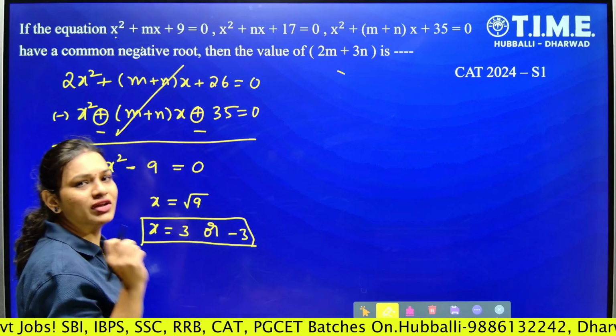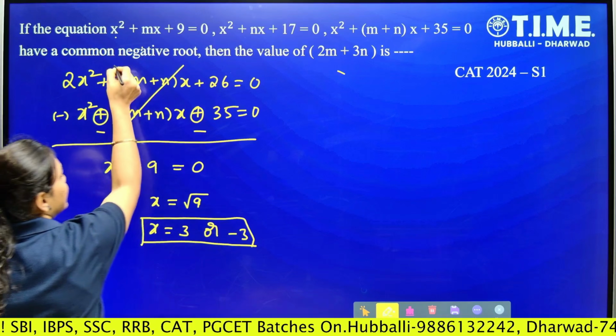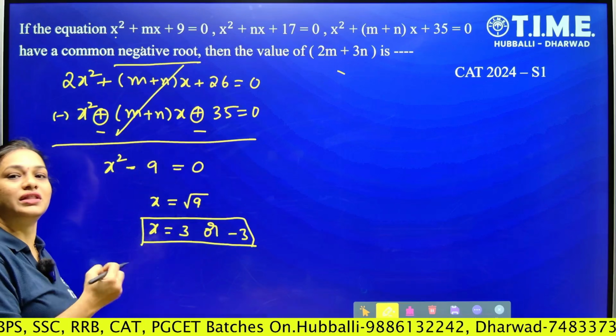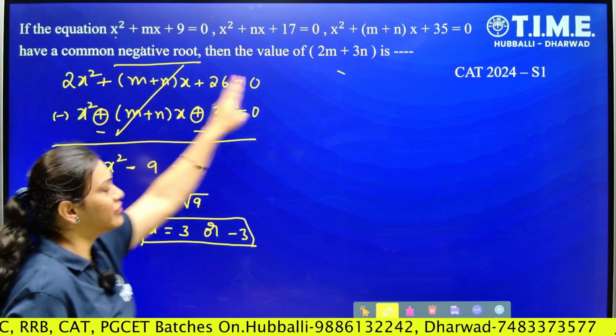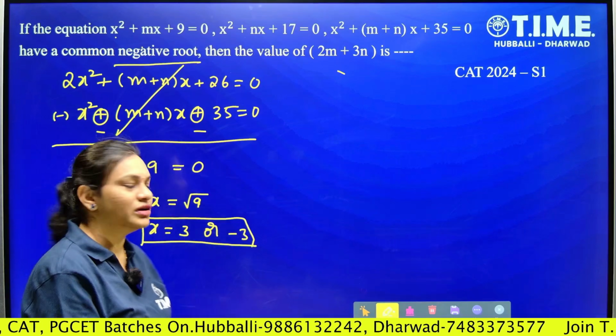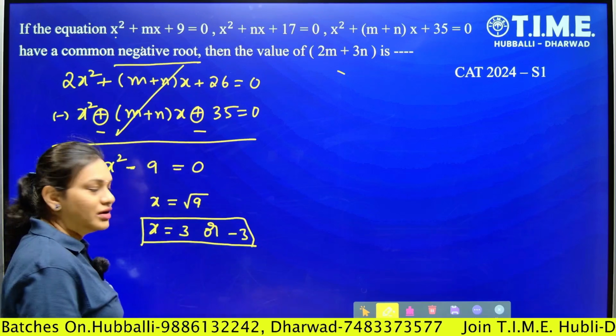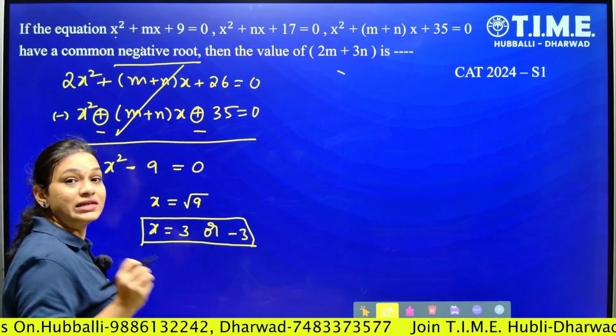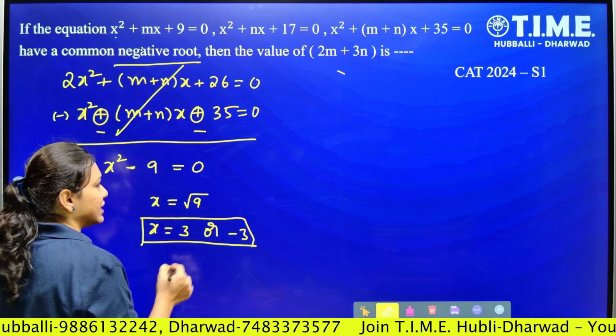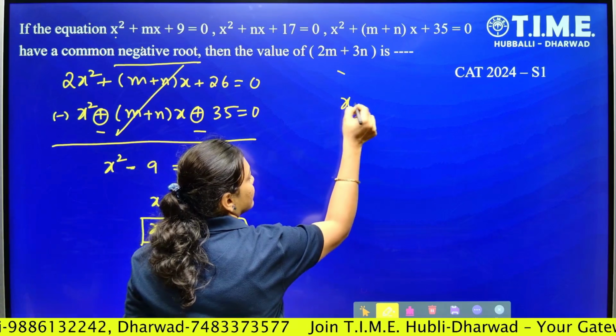Why? Because they have given a condition very clearly: it has a common negative root, which means these entire equations have a common negative root, so we will take the negative root only, not the positive root. What is the common negative root we have? It is minus 3. So we will take x is equal to minus 3.